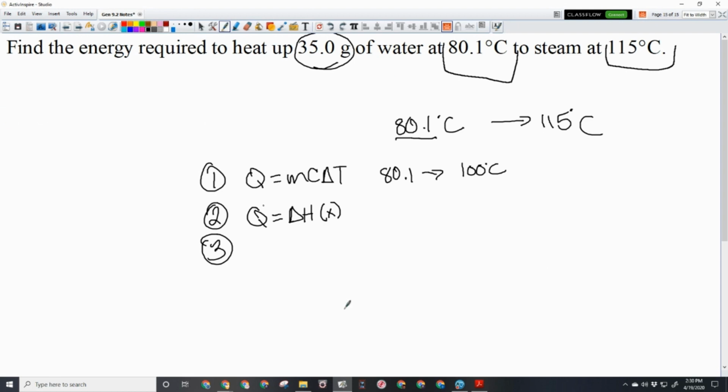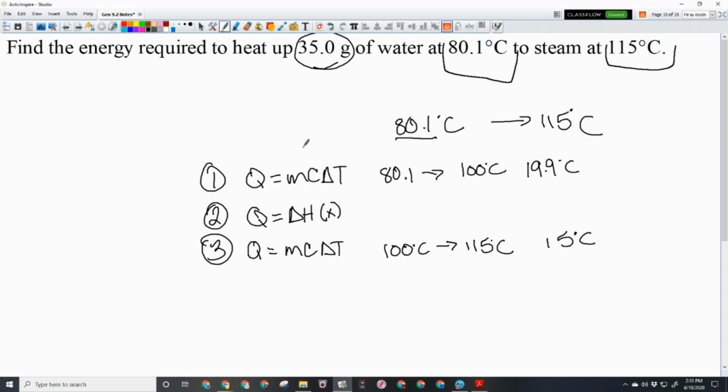And then for the last one, again, it's Q is equal to MC delta T. The temperature change is going to be from 100 to 115. So that's a 15-degree temperature change. On the first one, it's going to be a 19.9 degree temperature change. We don't have a change in temperature here.